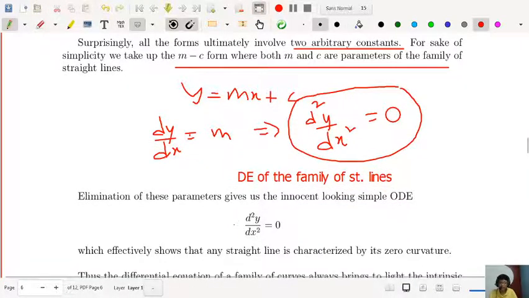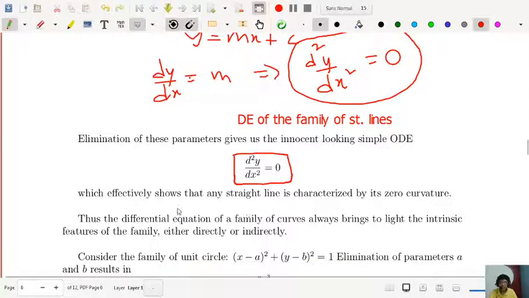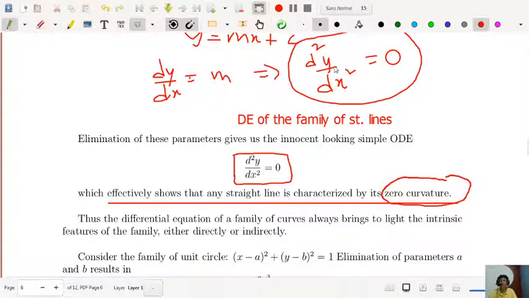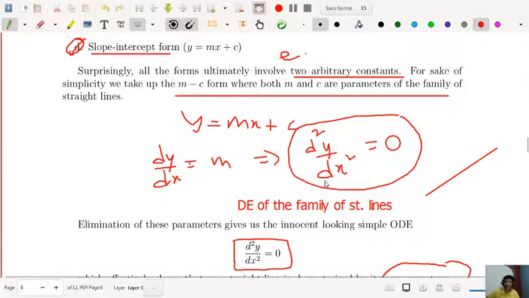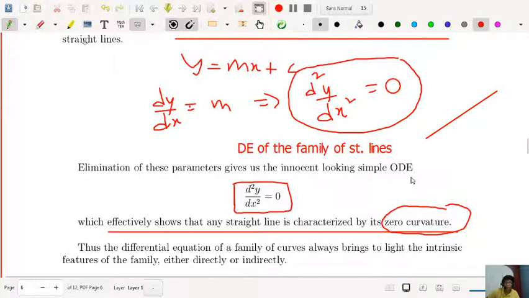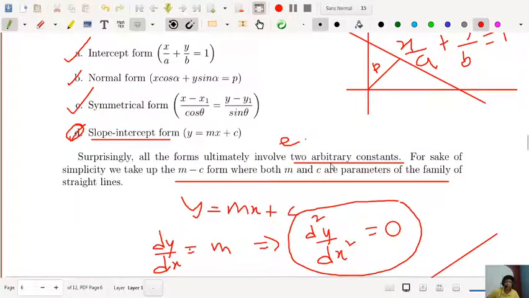And what you understand from this relation is that any straight line is characterized by zero curvature. So it actually denotes the curvature of a curve. What is a straight line? A straight line is like this. There is no curvature, so it's zero curvature. Its curvature is represented by 0. So that is proved by the differential equation, and it is represented by this. That is the significance of the formulation.